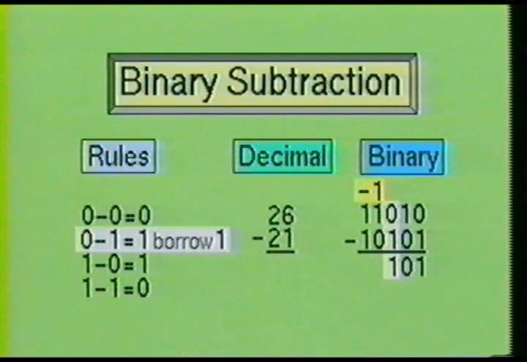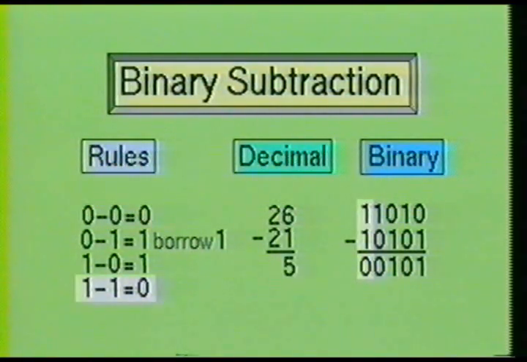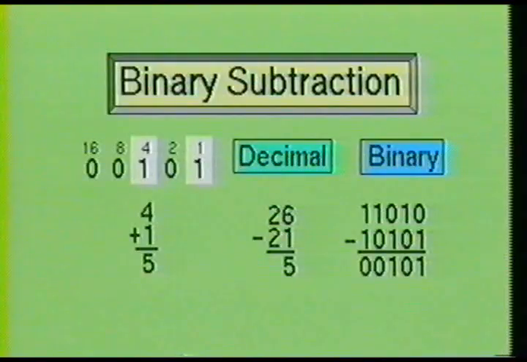In the next column, we again subtract a 1 from 0, which the rules show the result will be a 1, borrow 1. Therefore, we place a 1 in this column. In the next column, we have a minus 1 and a plus 1, so subtracting 1 from 1 gives us 0, making this column now 0 minus 0, which the rules show is 0, so this column gets a 0. In the last column, we have a 1 minus 1. According to the rules, the answer is 0, so we place a 0 in this column. When we convert the binary number 00101 into decimal, we find the answer is 5.